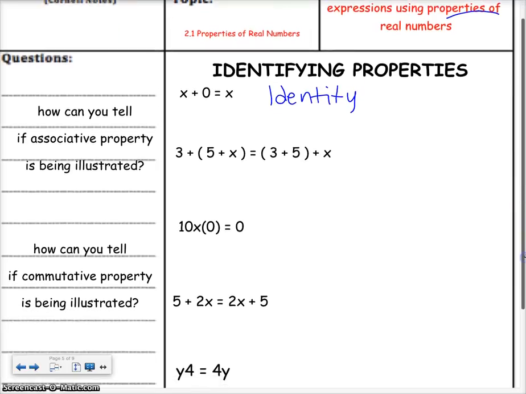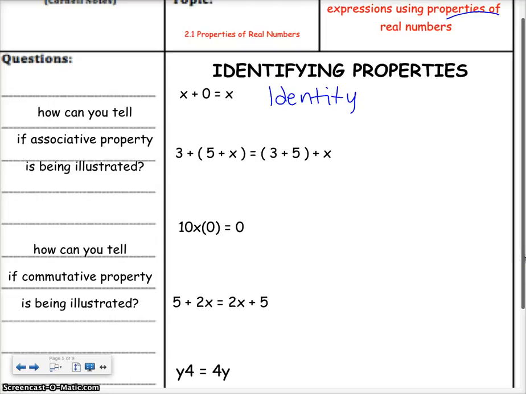3 plus, parenthesis, 5 plus x, equals, parenthesis, 3 plus 5, plus x. Who is associating together? The 5 and x are associating together. And then, hey, guess what? The 3 and 5 are now associating. This is the associative property. Moving parentheses.